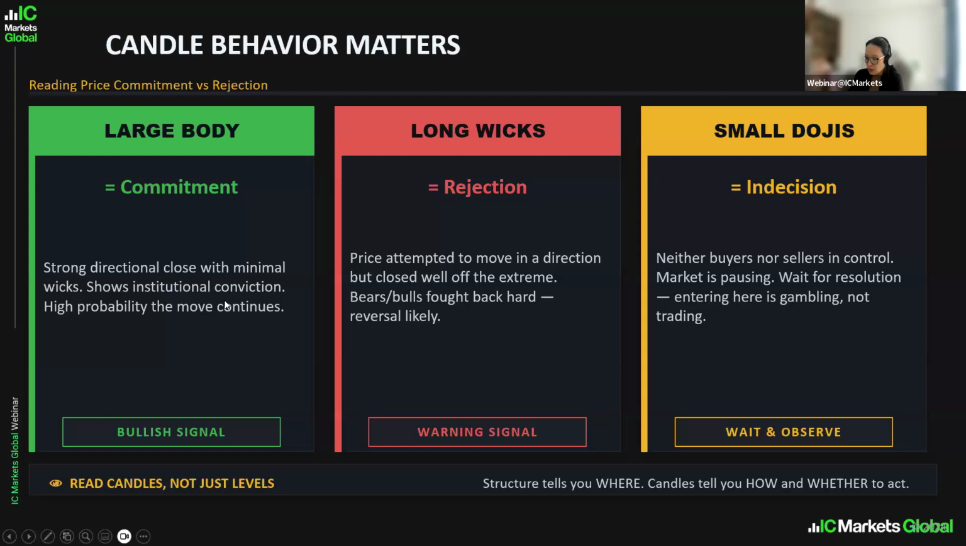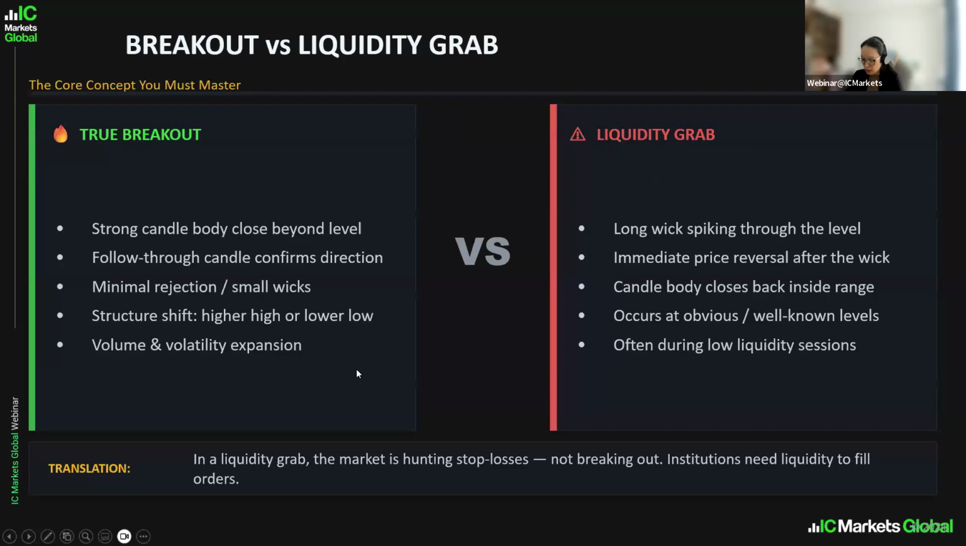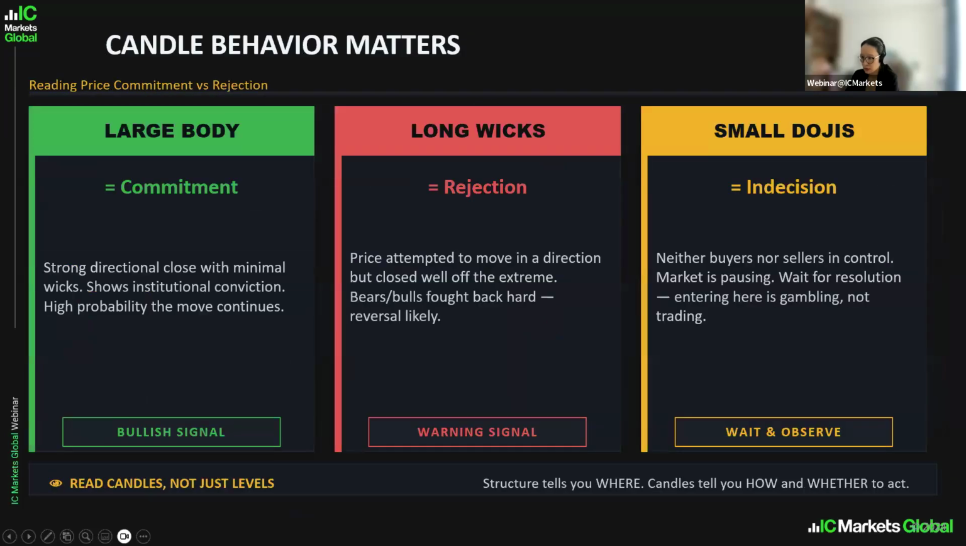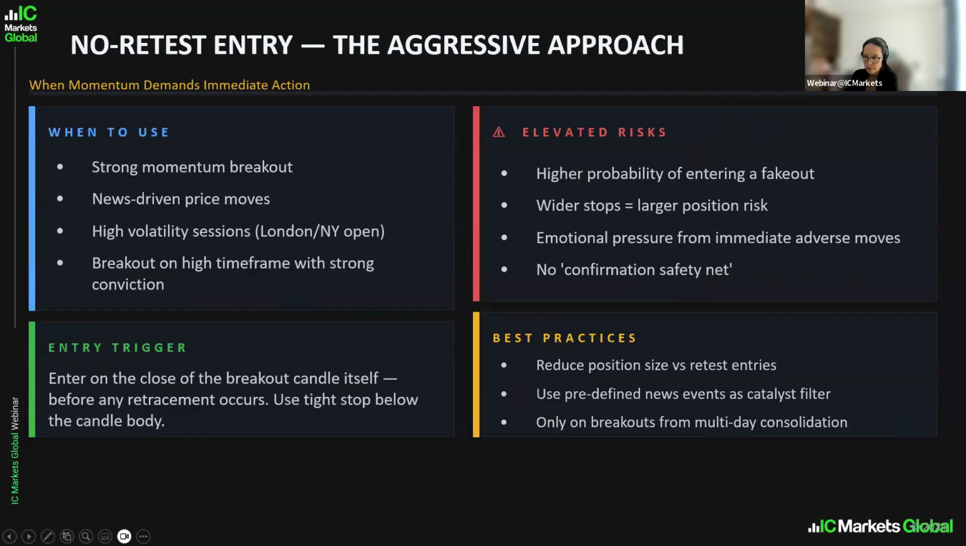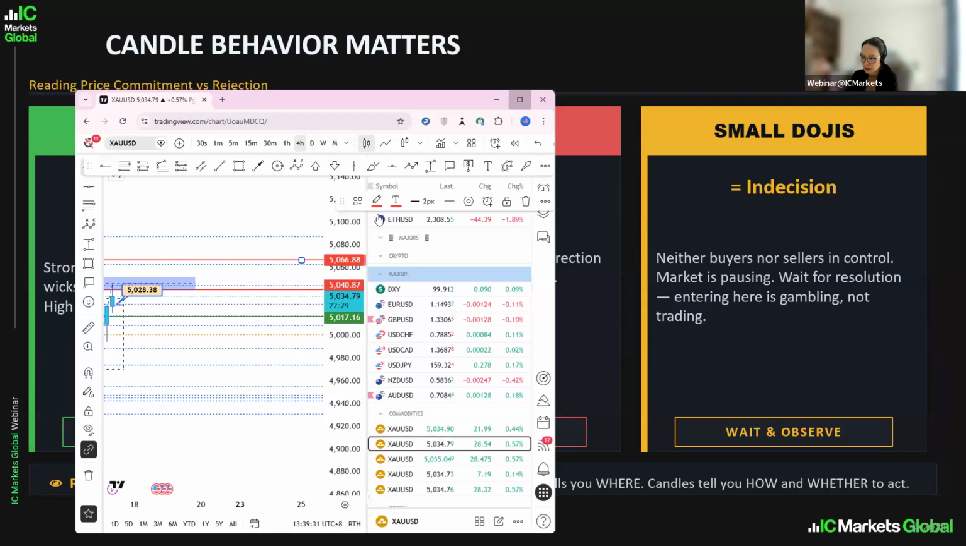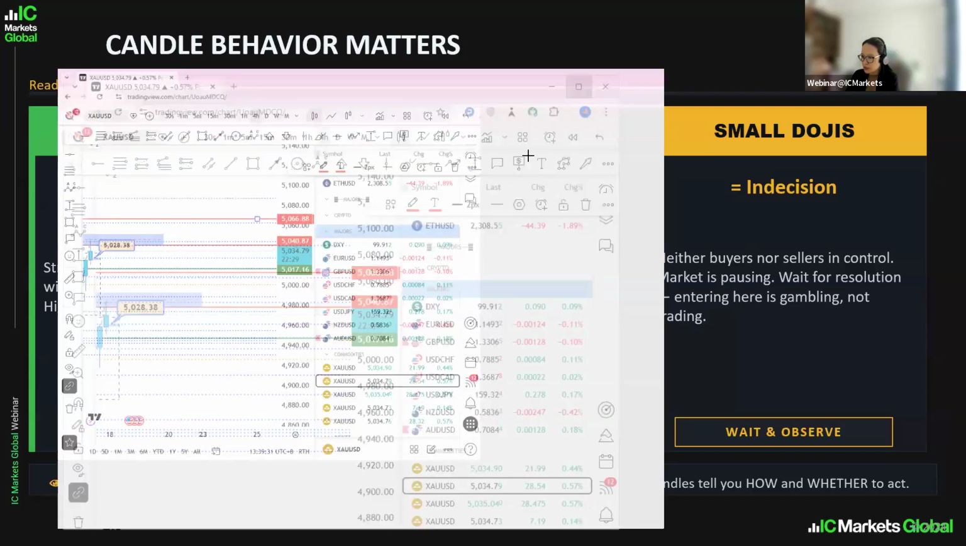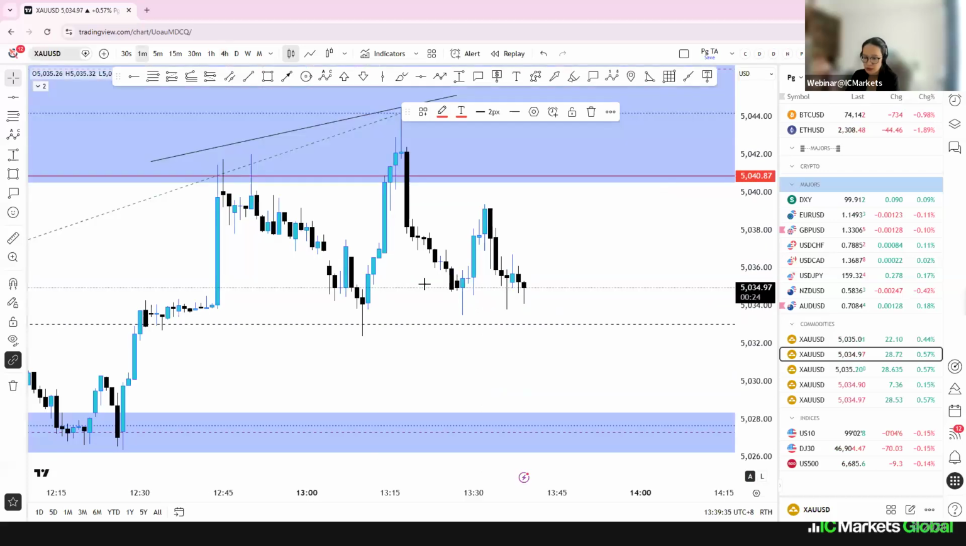Reversal is likely, a warning signal. Right now, for example, here, right? You see the long rejection, which is this level. These are for scalping. Okay, for scalping, whenever we see the rejection in our zones, the next candle we're going to sell.